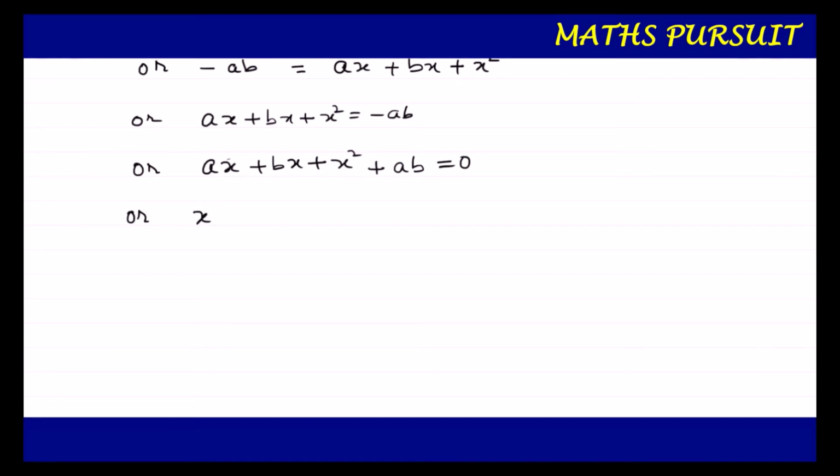So I can write the equation as x to the power 2 plus ax plus bx plus ab is equal to 0. So just I am trying to rearrange the equation, and I got x to the power 2 plus ax plus bx plus ab is equal to 0. So guys, now what we can do, you could see that we have a common x here, and we can take a common from here also.